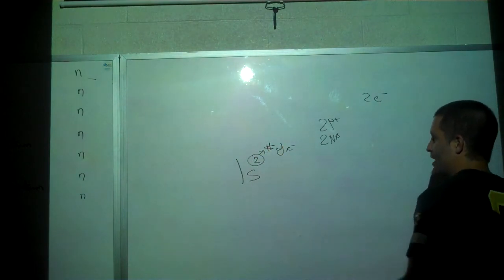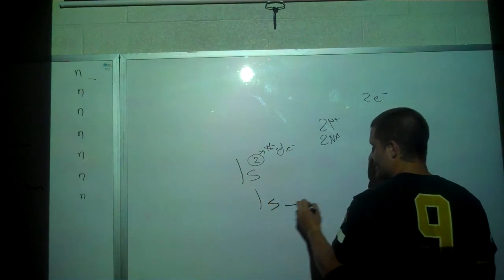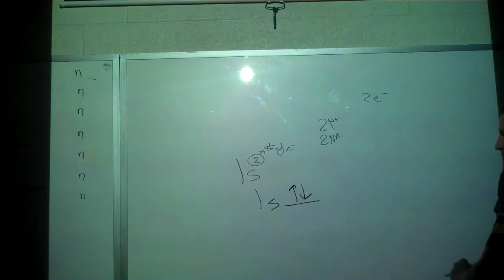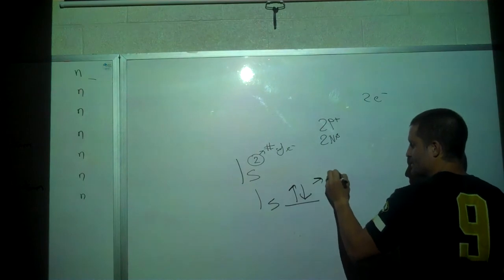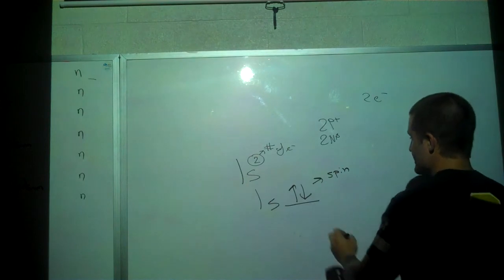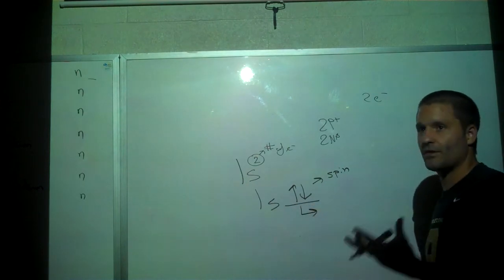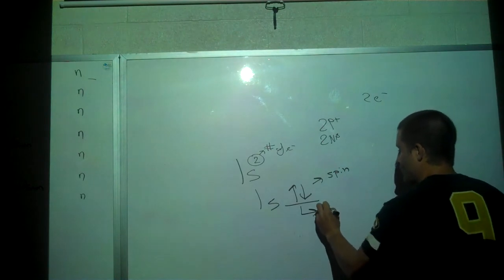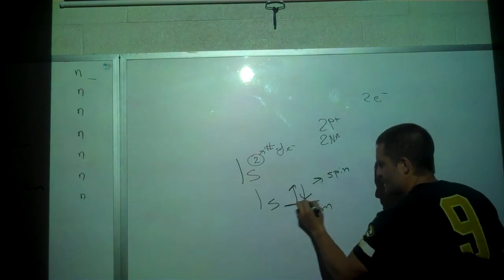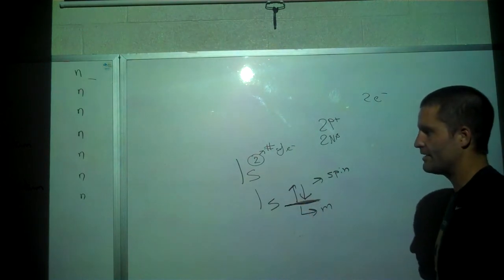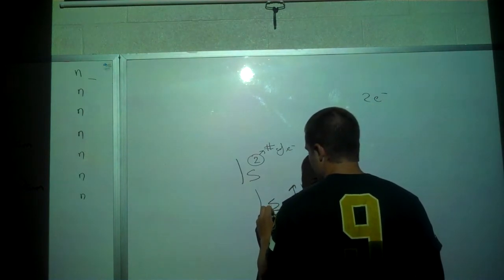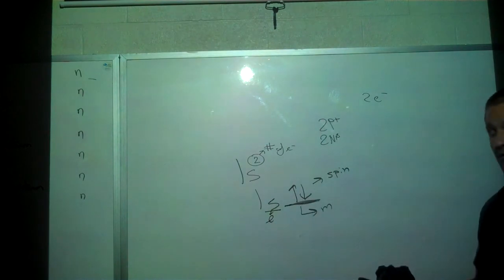Another way of writing that is like this. 1s here, 1, 2. What this is saying is this is the spin quantum number. It can either be clockwise or counterclockwise. This doesn't really have a choice because it's only around the x, y, or z axis, right? This is the m quantum number. That tells you its orientation. That little line here tells you it's the m quantum number. It only has one way it can do it. This is the angular momentum, or the shape. So it is a sphere.